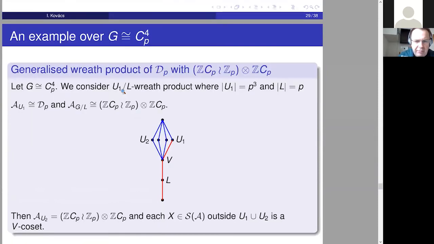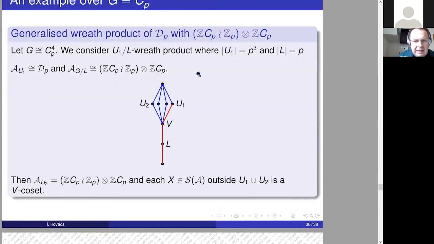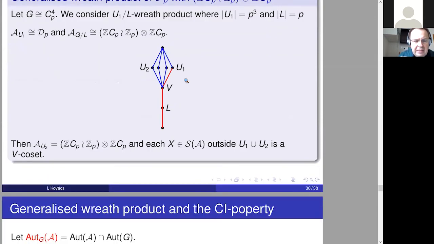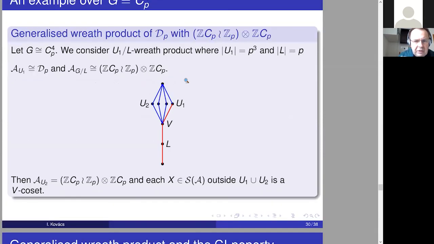So this is a very important example. I just quickly show you because I still would like to go to the end. So this is an example. Now we construct an S-ring over Z_p to the 4 as a generalized wreath product of two S-rings of order p to the 3. So the one is the exceptional one, the other one is this one. And the result is this wreath product over the group C_p to the 4.